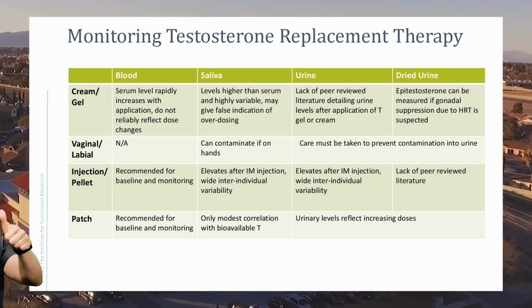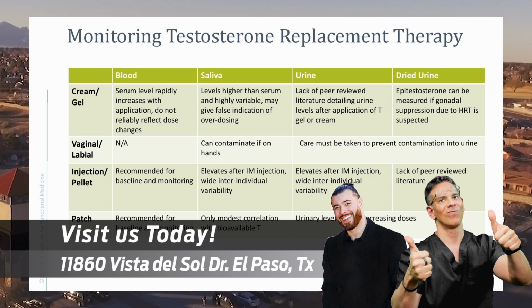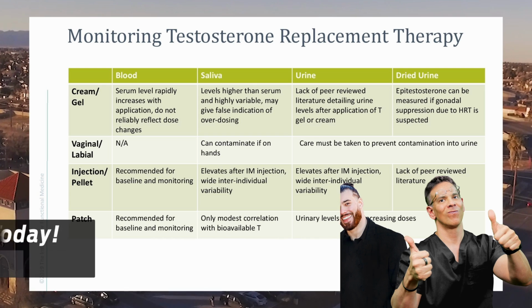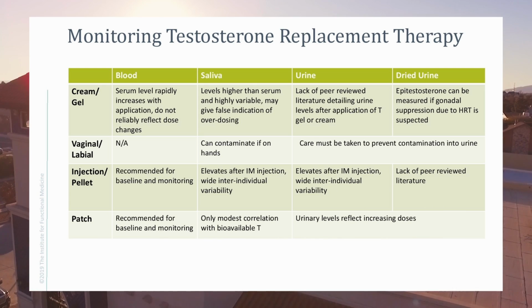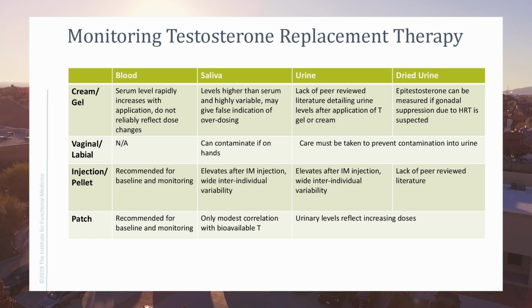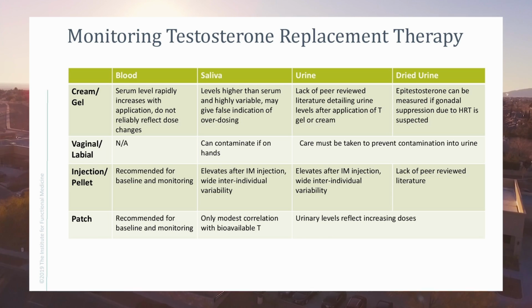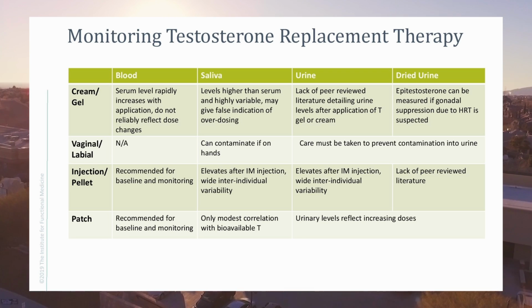Now, in a dried urine, the epitestosterone can be measured if there's gonadal suppression due to exogenous testosterone. If that's what you think is going on, the good news is that with the dried urine, you can actually measure the epitestosterone, which will tell you whether or not you've suppressed this person's own production of testosterone by giving them some.